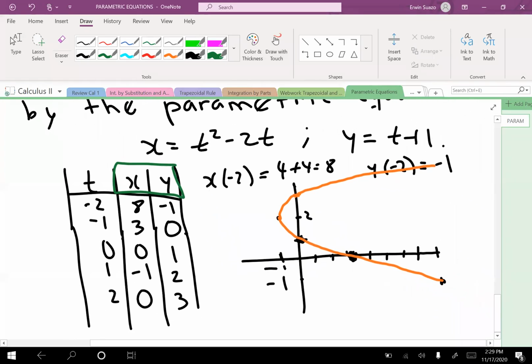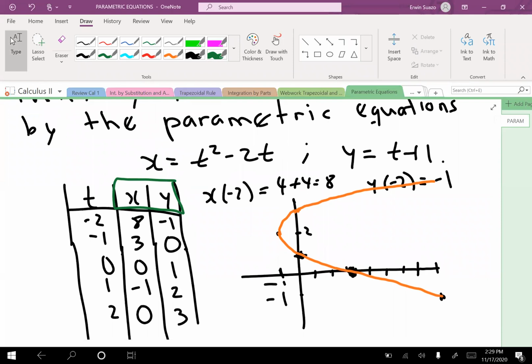But then you have extra information, because you could say this guy is t. You could forget about the x and y's and say this is t equals -2, this is t equals -1, right? This one is t equals 0, this is t equals 1, and this guy is t equals 2, and so on. So you see, that's what is interesting about parameterization.